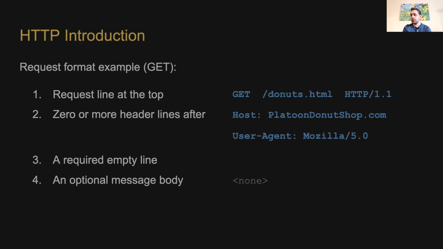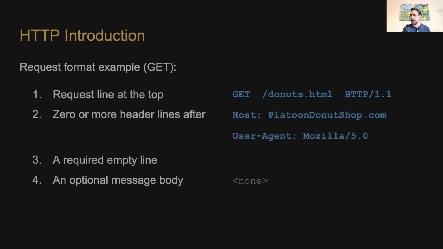Then you need your empty line, and then finally an optional message body. In this case, I have none, so you don't actually put none. It's just an empty, no message body for a GET. So typically, GET requests don't use a message body. They're just simply passing all their values via their resource.